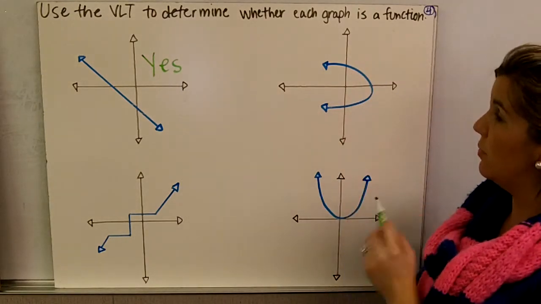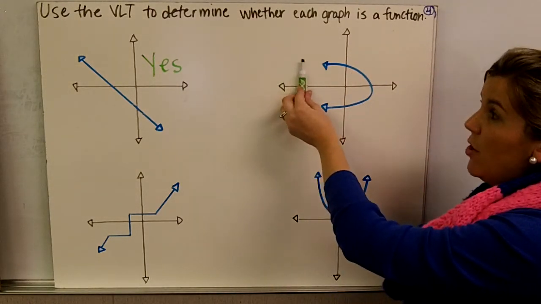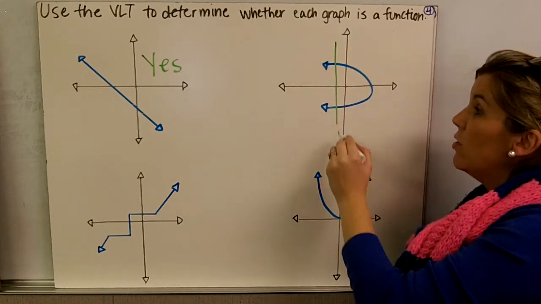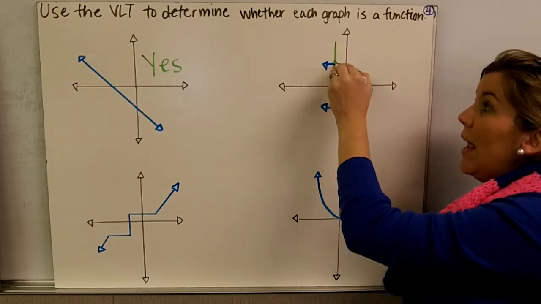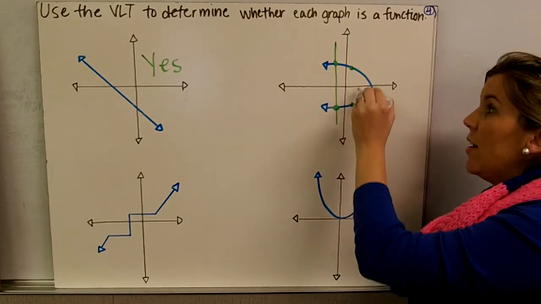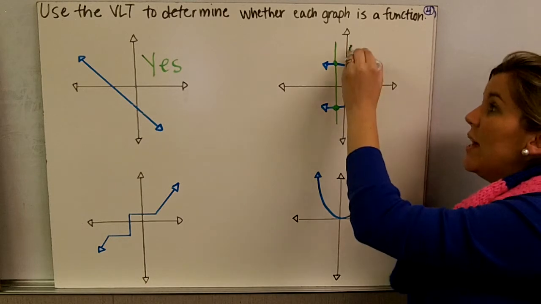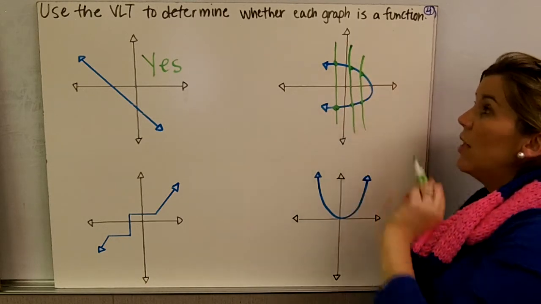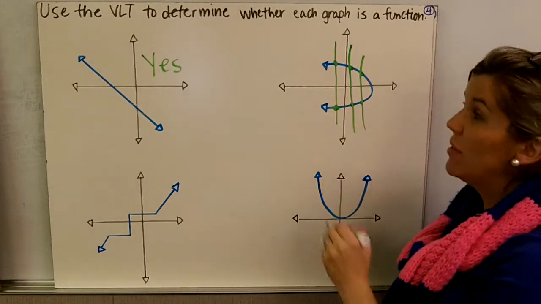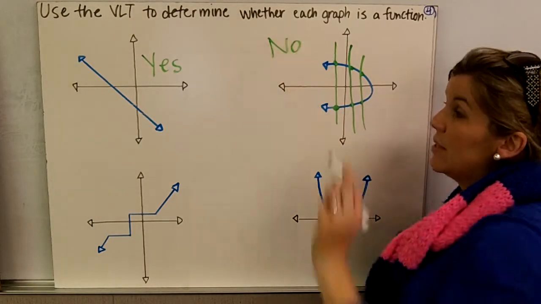In this example, as I move my marker across, right here, you can see that if I drew a vertical line, it would touch here and here. If I keep going, it's touching here and here. You see that many times a vertical line would cross the graph at more than one point at the same time. So no, this is not a function.